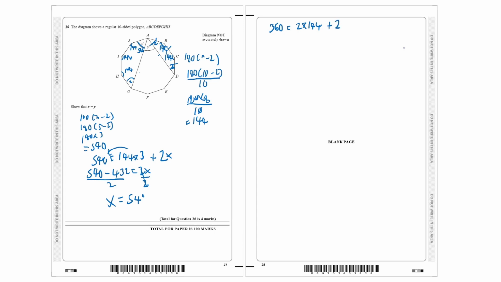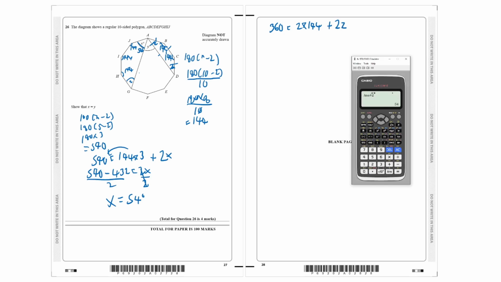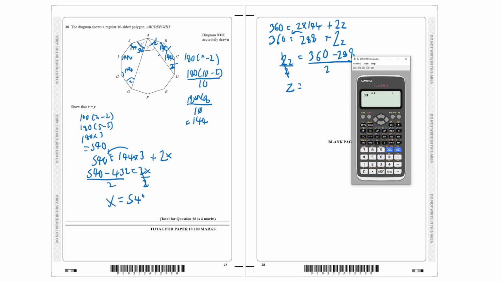So plus 2Z. Okay, so we can find out what 144 times 2 is first. 144 times 2 is 288. So this is 360 is equal to 288 plus 2Z. We can then bring 288 to the other side. So we have 2Z is equivalent to 360 minus 288. Divide both sides by 2 to find out what Z is. So we can then find this out to be 360 minus 288, then divide by 2 gives us 36.